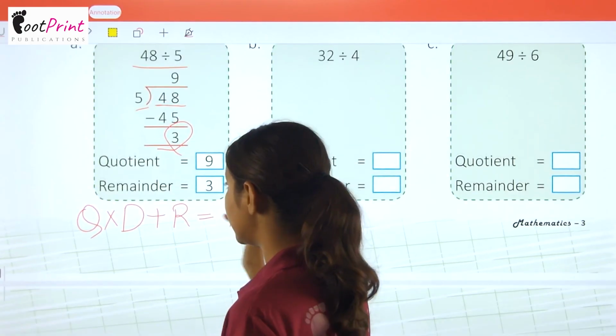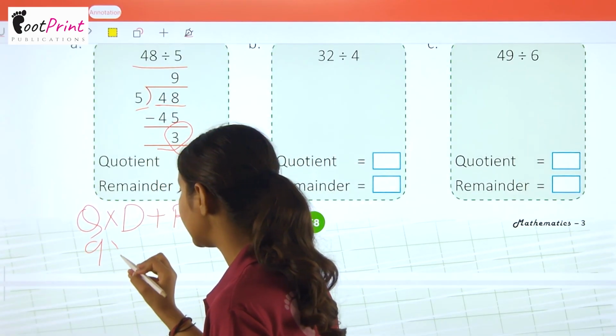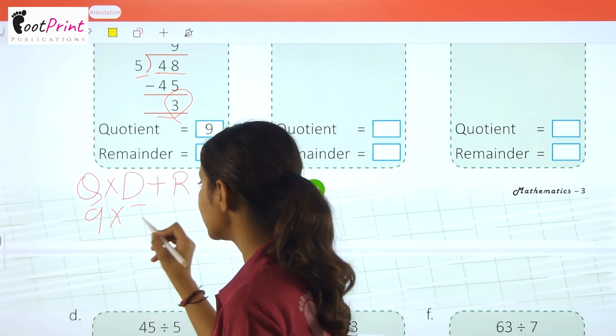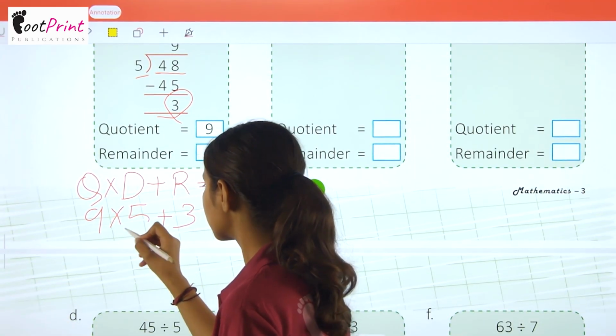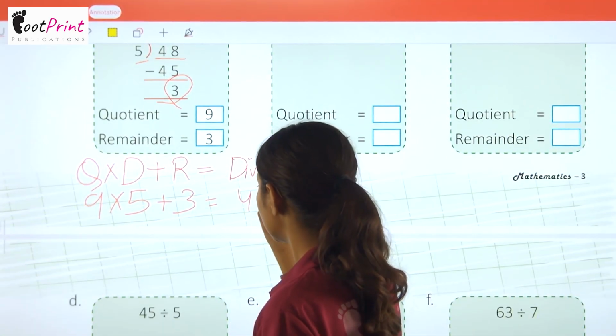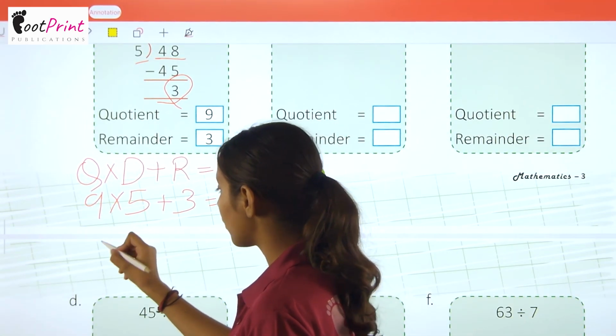The quotient in this calculation is 9, into divisor 5, plus remainder 3, equals our dividend. The dividend was 48. 9 into 5 is 45.